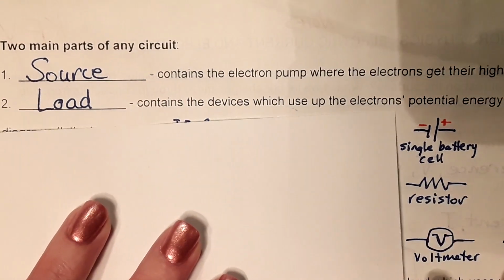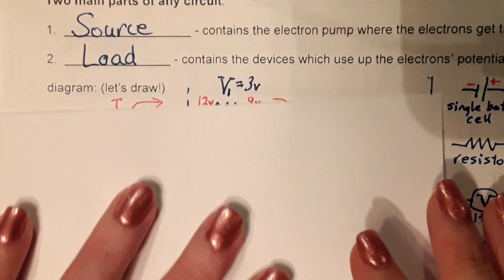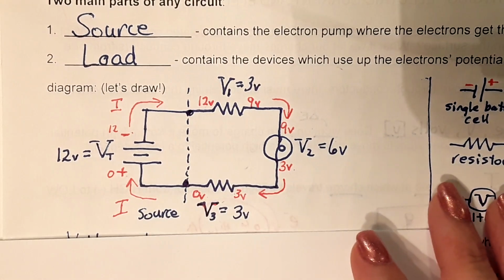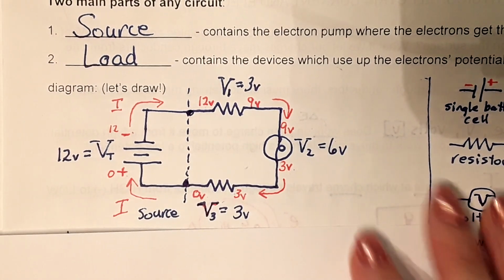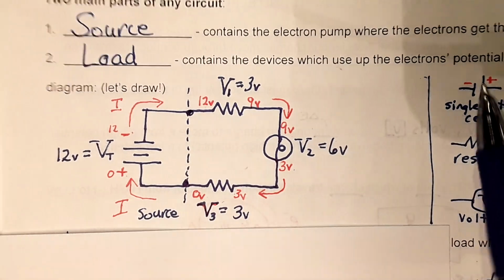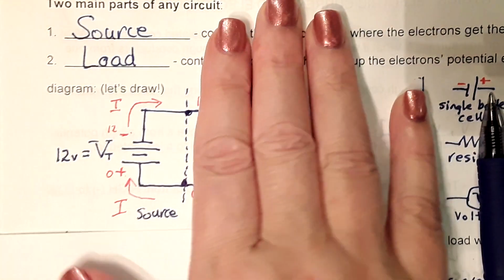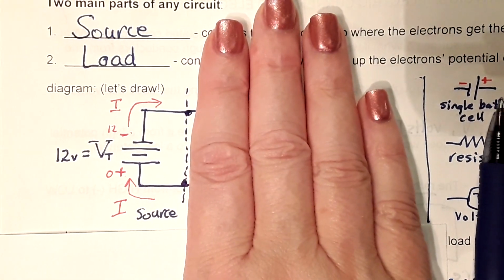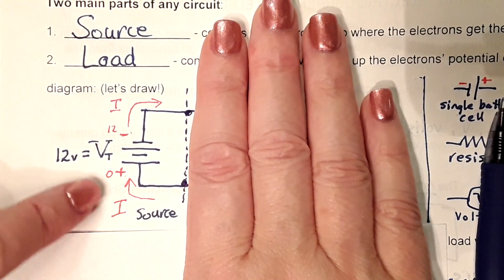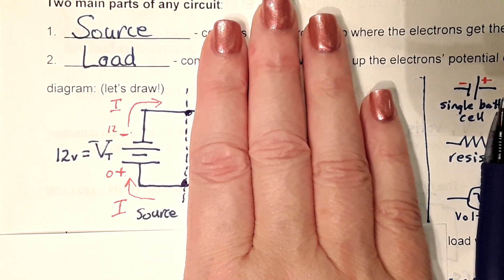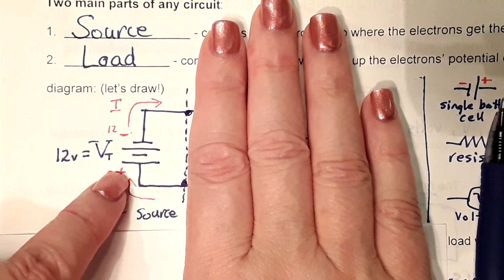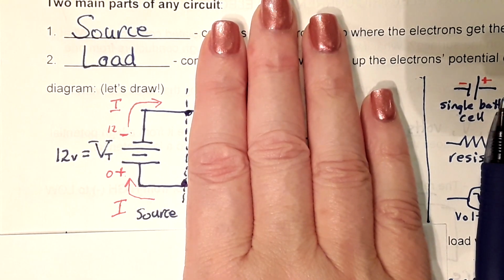That is so important. Okay, so this diagram, or schematic, if you want to be technical about it, has two parts. This part of the circuit that I'm not covering is the source because it contains the battery. Oh, but Miss Pepitone, it's got two long lines and two short lines. Yes, it does. That's because the battery I've drawn has two single cells that are put together, okay?